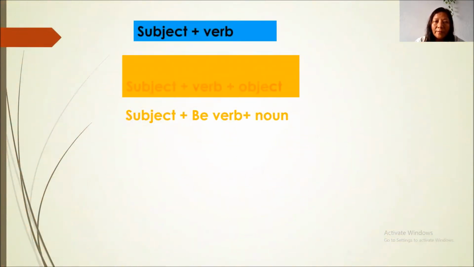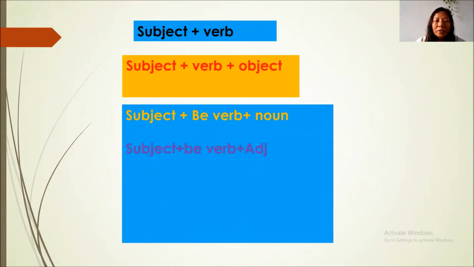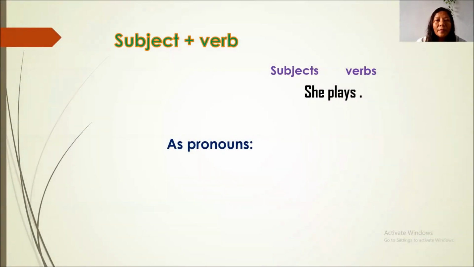They are subject plus verb, subject plus verb plus object, subject plus verb plus noun, subject plus verb plus adjective, and subject plus verb plus adverb. So today you will learn these structures. According to these structures, you can make many sentences. You will learn to form sentences on these structures, right? First, let's learn subject plus verb.